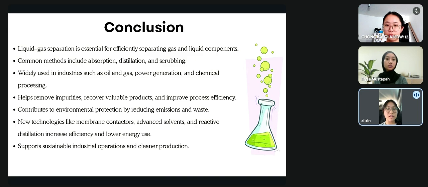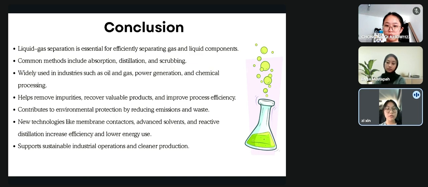In conclusion, liquid gas separation is essential in many industries such as oil and gas, power generation, and chemical processing. Techniques like absorption, distillation, and scrubbing help remove impurity, recover valuable product, and improve overall process efficiency. These methods also play a big role in protecting the environment by reducing emission and waste.